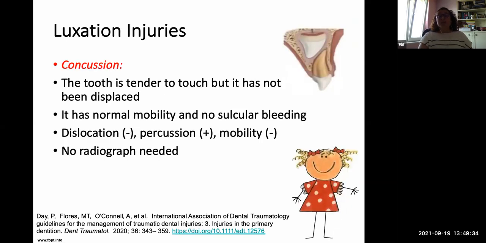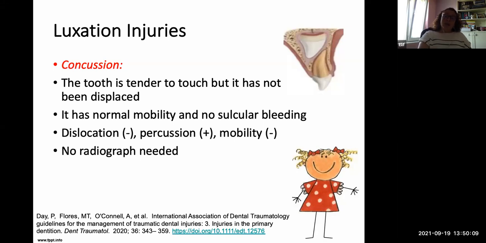Following fractures, sometimes we see also luxation injuries. This might accompany the fractures, or we can see them solely in a patient. In concussion cases, the tooth is mostly tender to touch, but it has not been displaced. So it has normal mobility and no circular bleeding. So no dislocation, but it might be positive to percussion, and no mobility is seen.